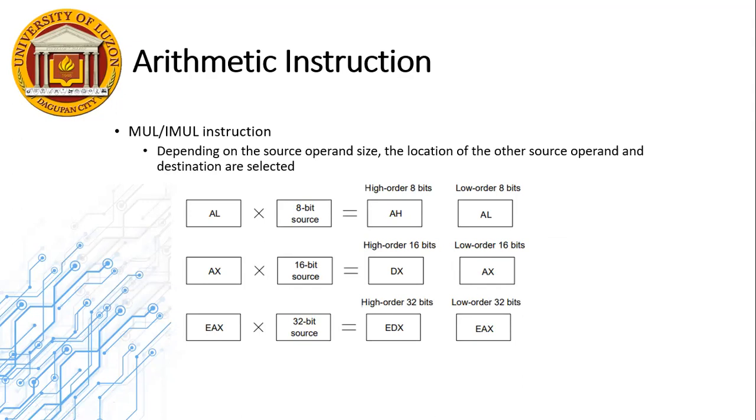So for 8 bits, it is stored in your AL, which is the accumulator for the 8-bit register. And for the products, it is stored in AH. I think AH is also an 8-bit register. And for the lower part, it will be AL. So for 16-bit, we will be using the DX and the AX, while for 32-bit, we will be using the EDX register and the EAX register.